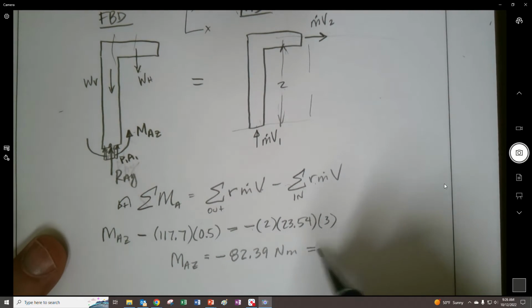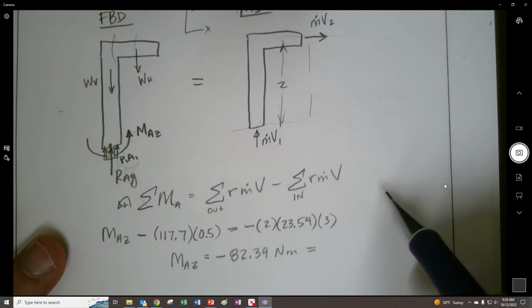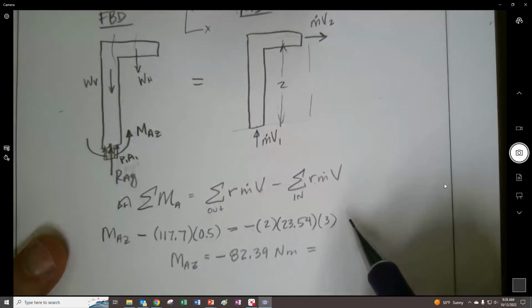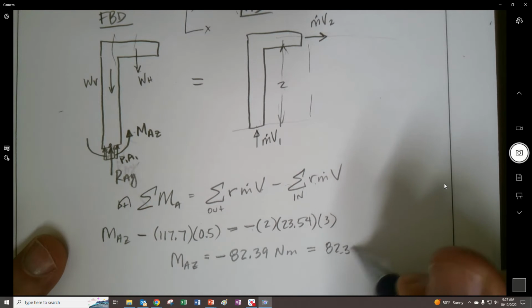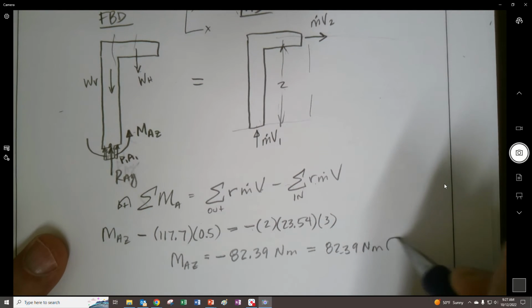So we could say, so this is the moment that the ground is doing onto the pipe, right? And so let's see, yeah, I said that the right way. So we can say that it's 82.39 Newton meters clockwise.